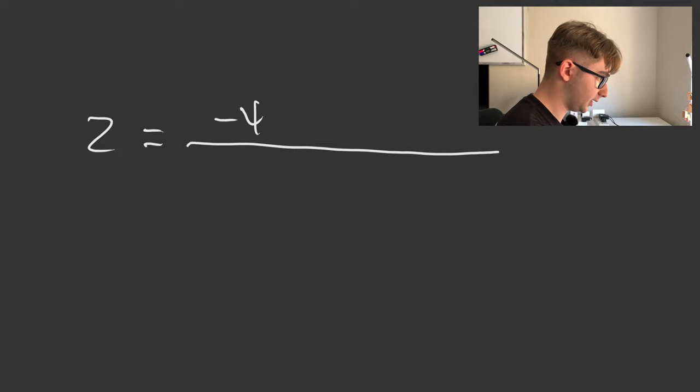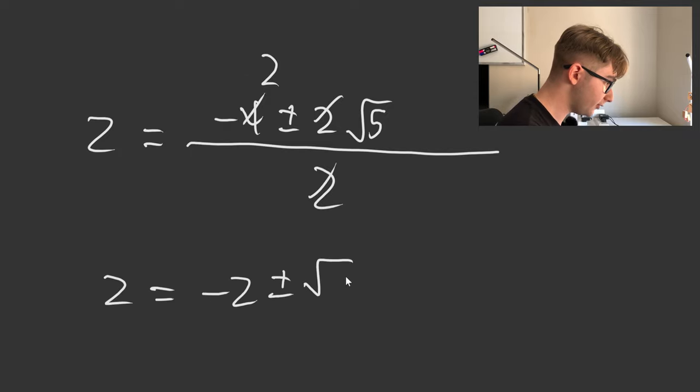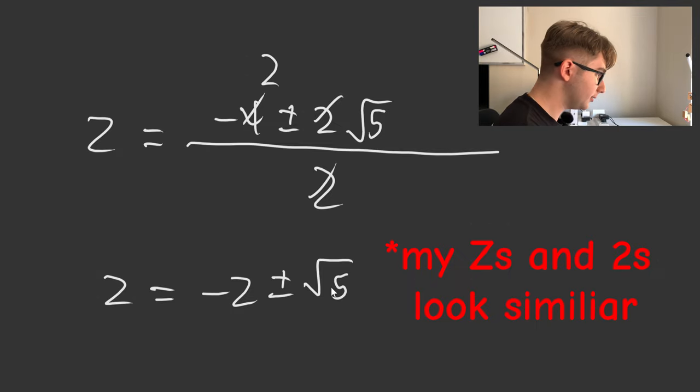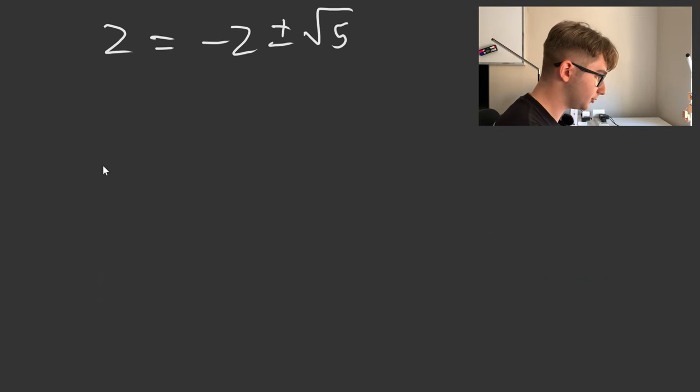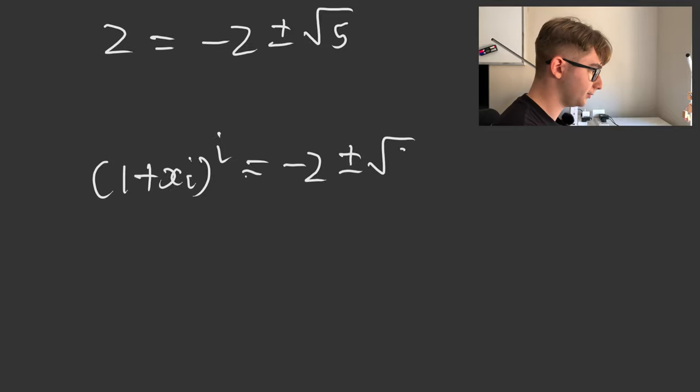which is then just equal to minus 4 plus or minus 2 root 5. We have the 2 at the bottom, 2 and the 2 cancel out, that's just 2. So then z is therefore going to be equal to minus 2 plus or minus the square root of 5. That's our z. And we need to remember that our z was originally equal to 1 plus xi to the power of i, which is then equal to minus 2 plus or minus root 5.